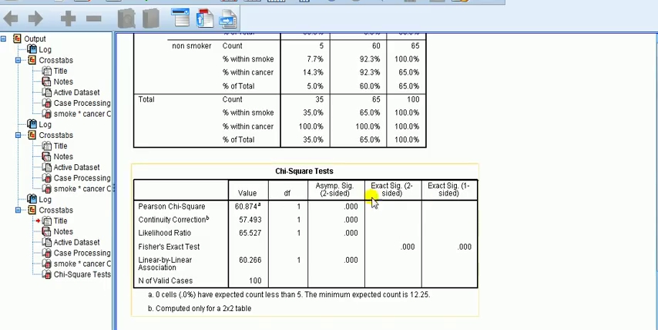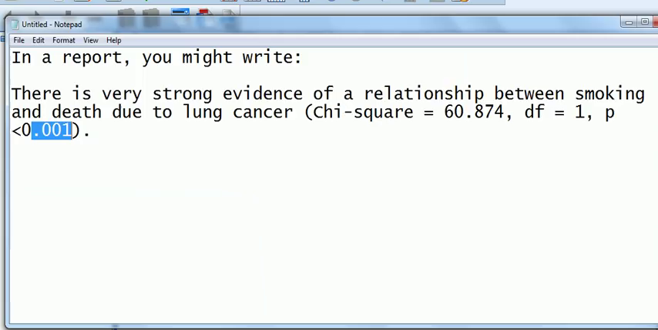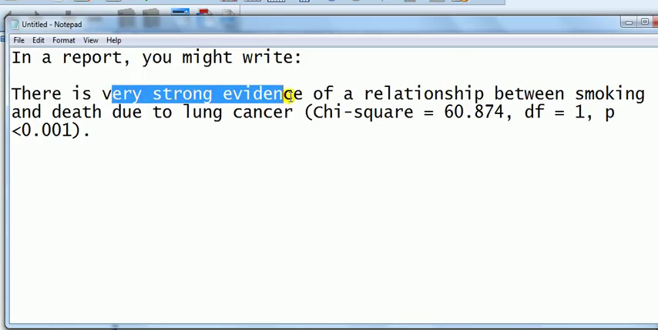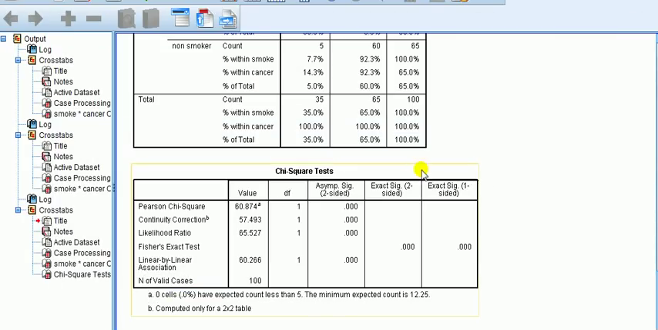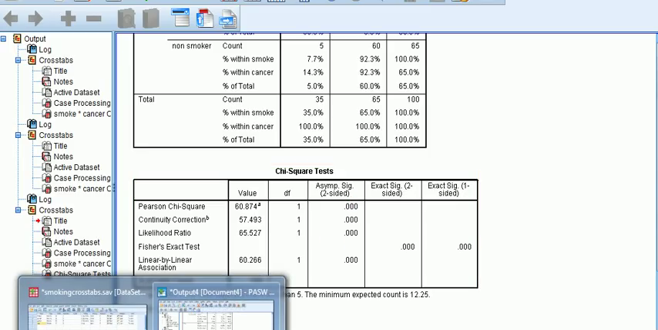Now I get students saying that because the p-value here is very tiny, basically less than 0.001, there is a very strong relationship. There is a very strong relationship between smoking and death due to lung cancer. Now, why is that not correct? It's not correct because the lower the p-value, it does not mean the stronger the relationship. This is only a test to see whether there's evidence of a relationship or no evidence, and if there's evidence, how strong is the degree of that evidence.